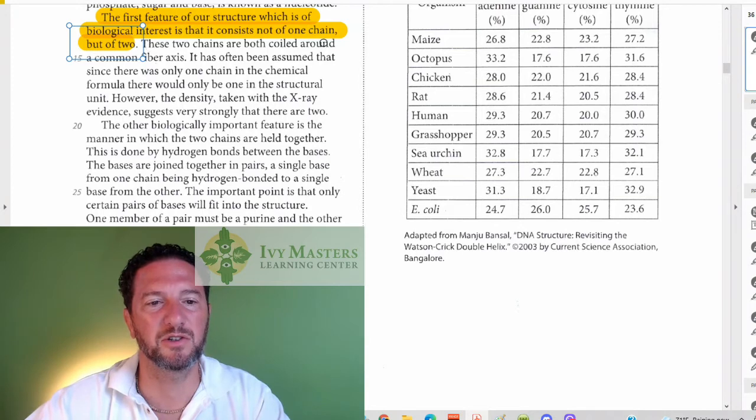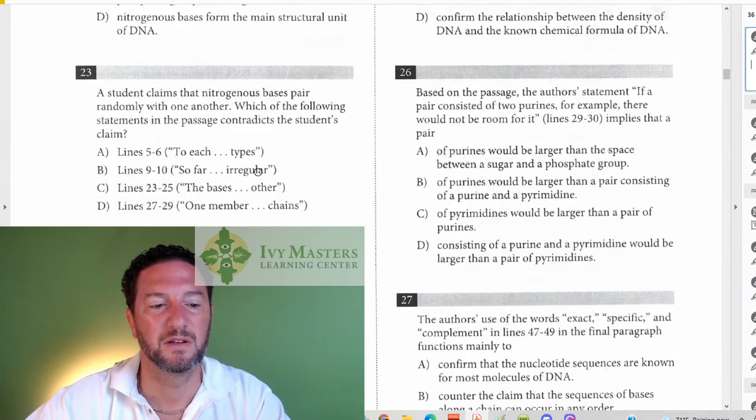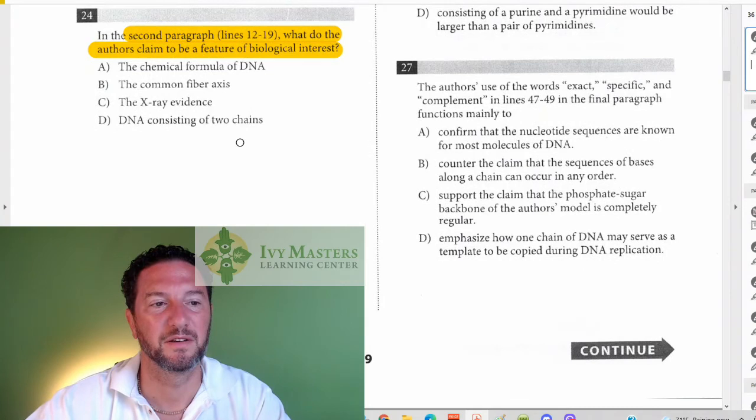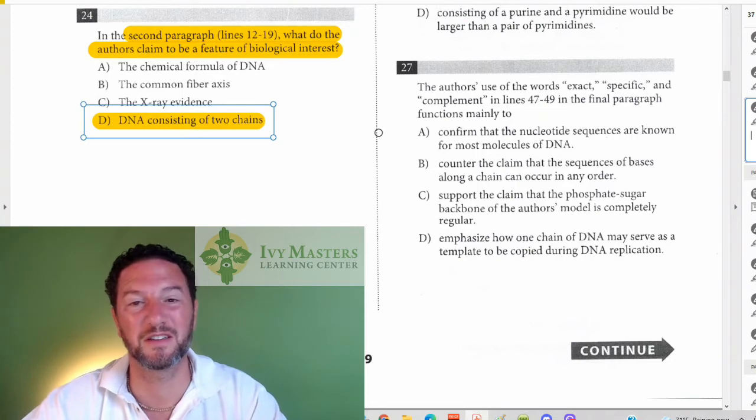These two chains are both coiled around a common fiber axis. It has often been assumed that since there is only one chain in a chemical formula, that there would only be one in a structural unit. However, the density, taken with the X-ray evidence, suggests very strongly there are two. So, it's word for word DNA consisting of two chains in the very first sentence of the paragraph.